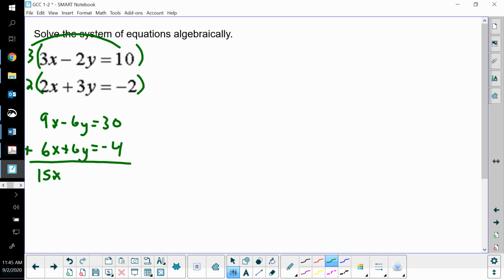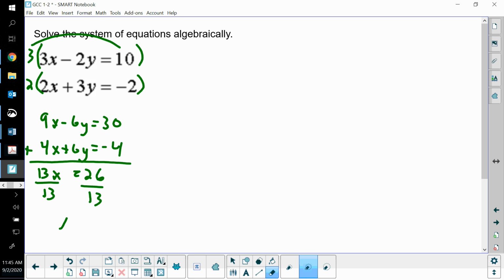Oops, I made an error there. Let's go back for a second. 2 times 2 is not 6. 2 times 2 is 4. So this should be 13. Negative 6y and 6y will give you 0. 30 minus 4 will give us 26. If we divide both sides by 13, that will just give us that x is 2.